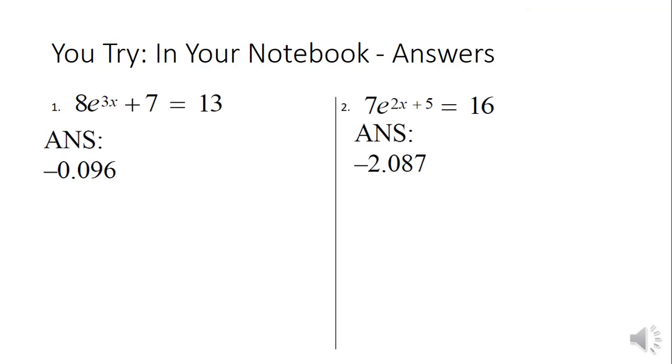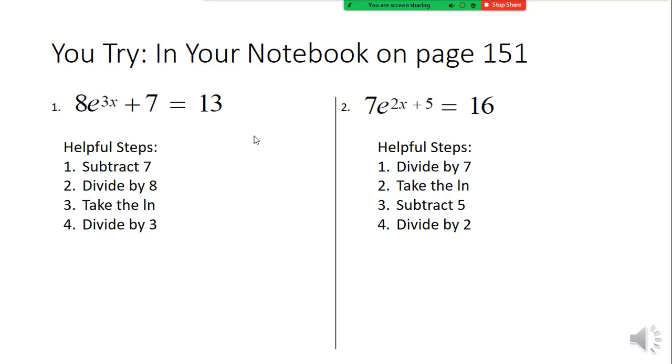All right, so if you followed the steps, you should have come down to this. The steps are pretty laid out for you. The first step tells you to subtract your 7. When you subtracted 7, you should have gotten 6, right? And then it tells you to divide by 8. So now you have e to the 3x equals 6 divided by 8.